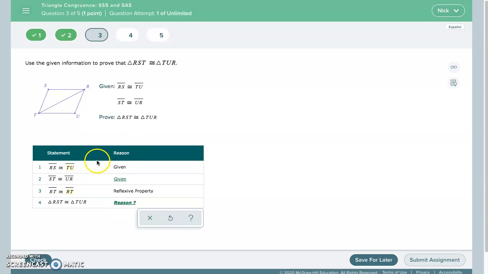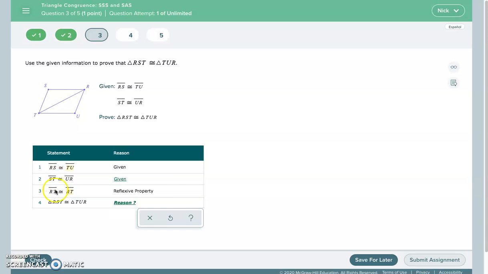Okay, so now let's see what we're actually looking at here. Here we have RS is congruent to TU, which are kind of our top and bottom lines. ST is congruent to UR, so our right and left lines. And then RT is congruent to RT, which is our line that cuts through the middle. So I'm looking at the triangle RST and the triangle TUR, and I'm trying to prove those congruent.